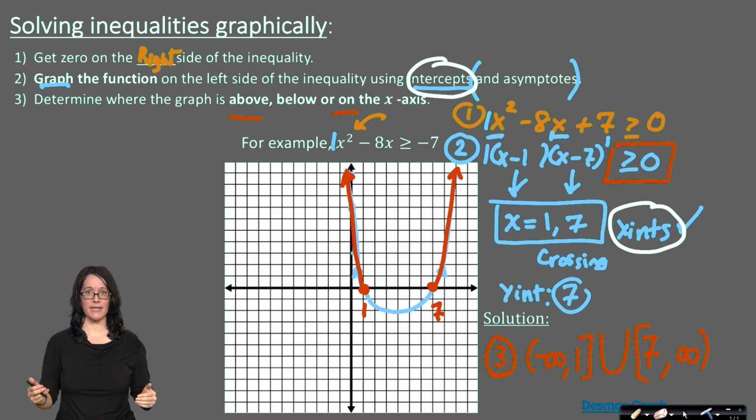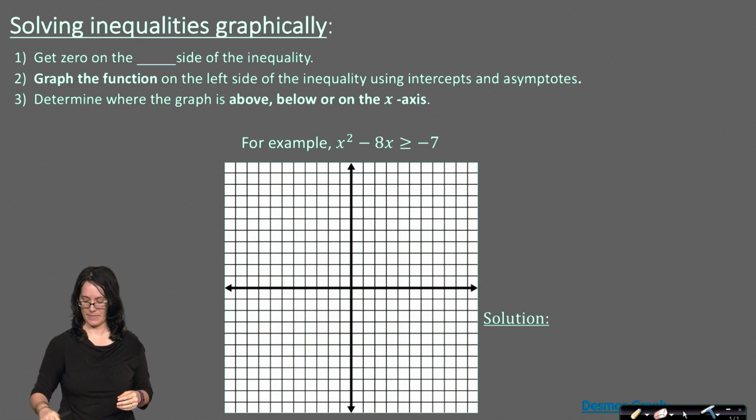So go through this slide again. Make sure you have the steps really clear in your head. If you're going to be solving an inequality, first step, get 0 on one side. Second step, graph the equation on the left as if it's a regular equation using intercepts, and if it's rational, also with asymptotes. Finally, answer the question, when is the graph above, below, or on the x-axis? All right, let's go over to another one and see how you're doing.